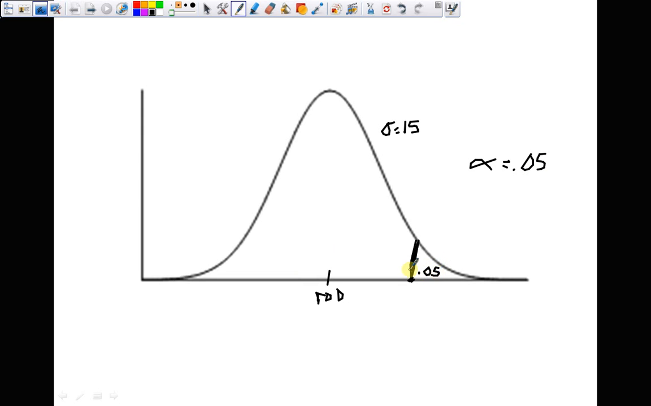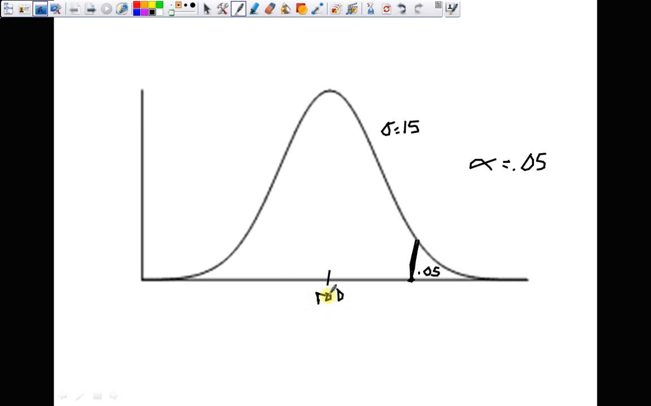Okay. Now, we understand what's happening here. 5% of the time, even if the true mean is 100, we're going to reject, because that's what this tail is. This is the true mean, or the true curve. We're assuming that it's 100.